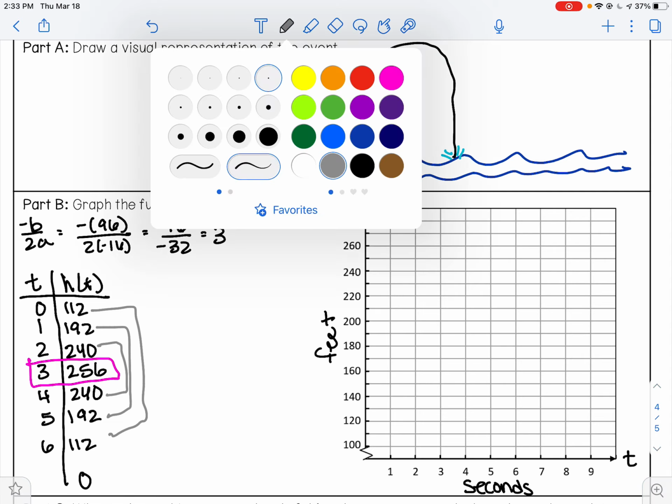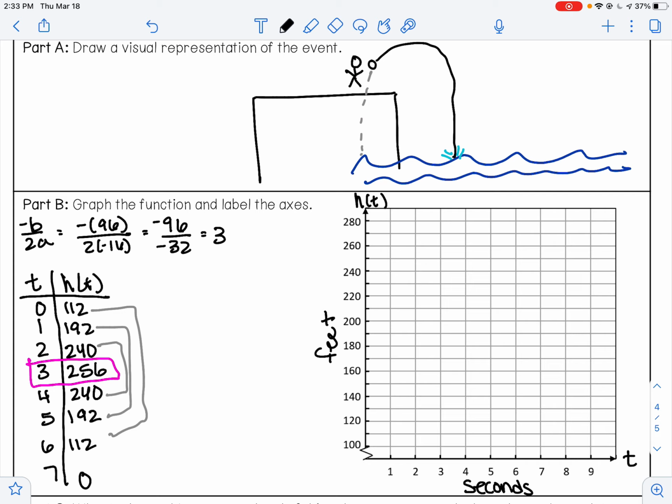So if I find after 7 seconds where the rock hits the water, that's when it's at 0. And so this hits the water after 7 seconds. So now I know the whole event. We know how high it was at the start, and we know how long it took until it hit the water.